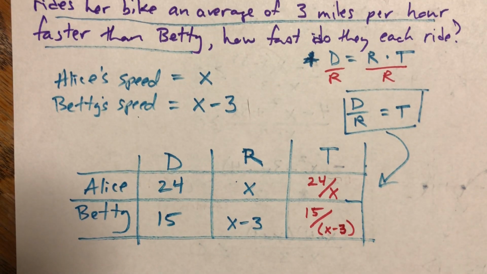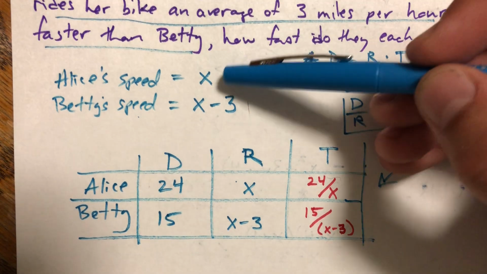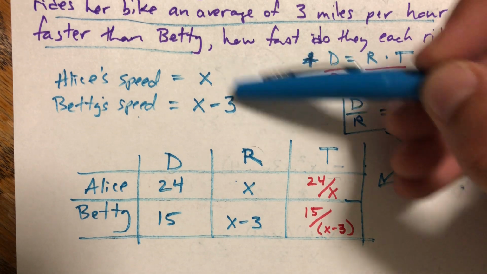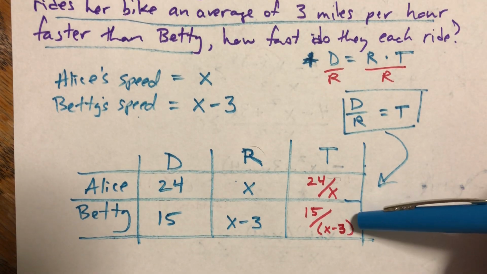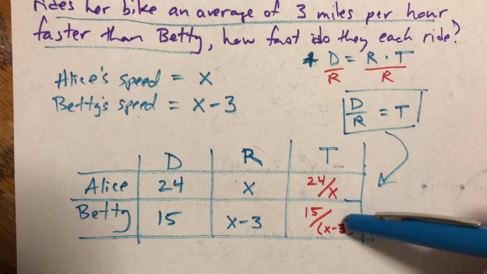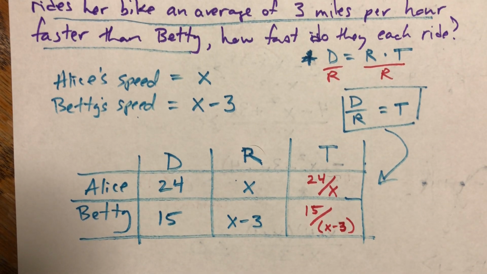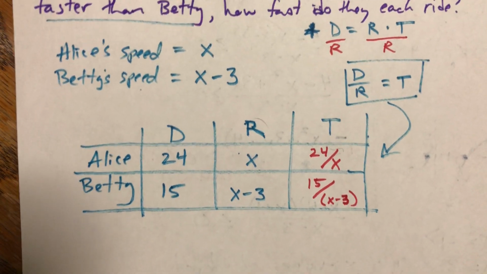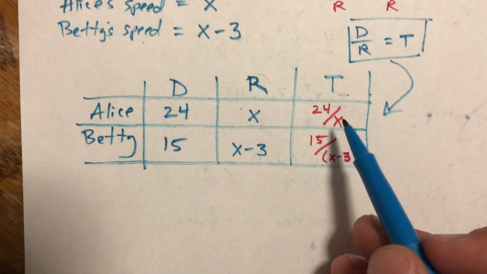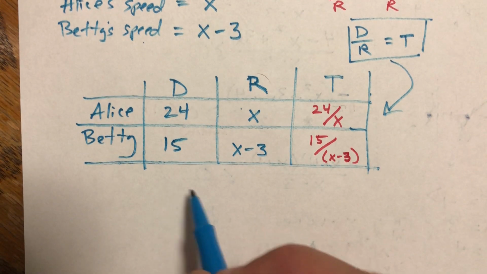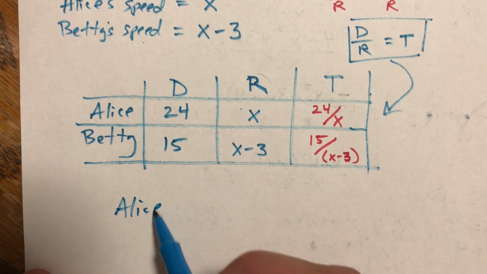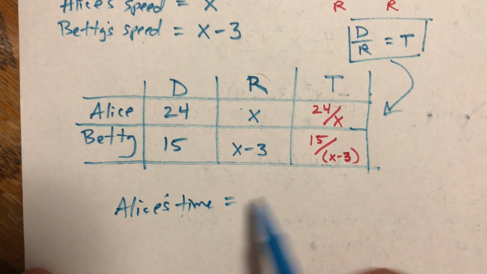Okay, so now if we knew what Alice's speed was, I could tell you Betty's speed. And if I knew either one of those things, I could tell you either one of their times. Well, we don't know either one of those things, but we do know that these two have to be equal, right? Because they ride these distances in the same time. So if those times have to be equal, well, this has to be equal to this. So let's write it in words first, right? Alice's time has to be equal to Betty's time.